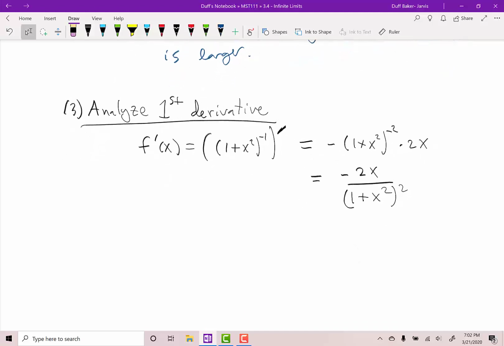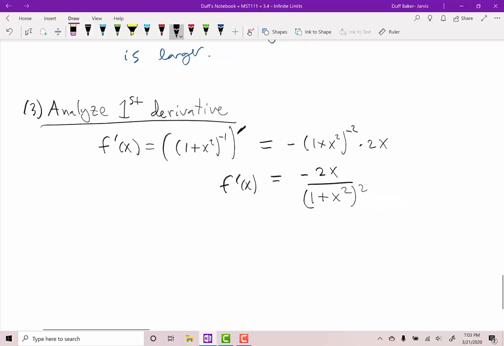Okay, so this is our first derivative. And when we're analyzing the first derivative, remember we're looking for the local mins and local maxes, as well as the places where it's increasing and decreasing. And so to do that, we need to figure out, well, where is the derivative 0 or undefined? There are no places where the derivative is undefined because the bottom, the denominator, is never 0. So the only places we have to worry about is when is the derivative 0.